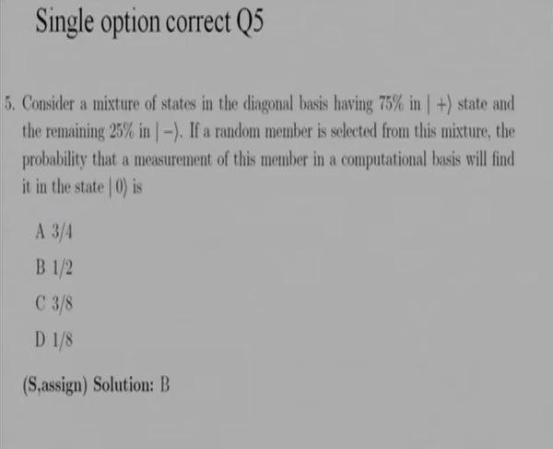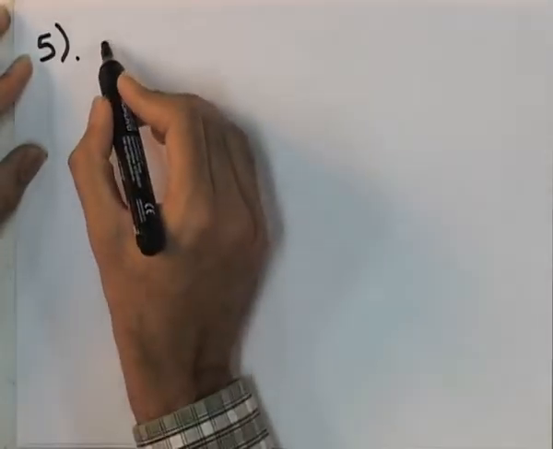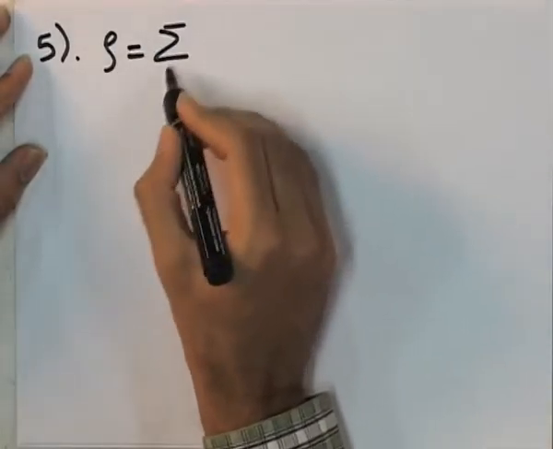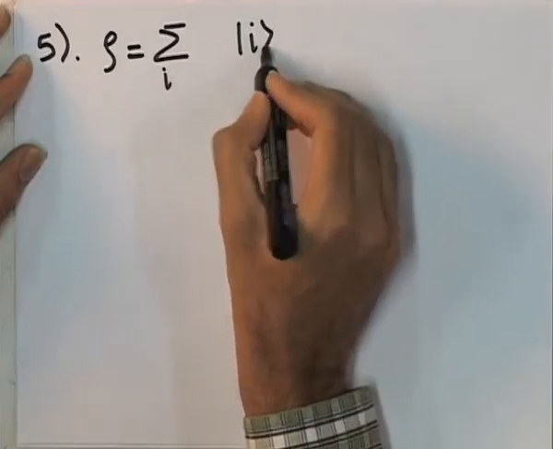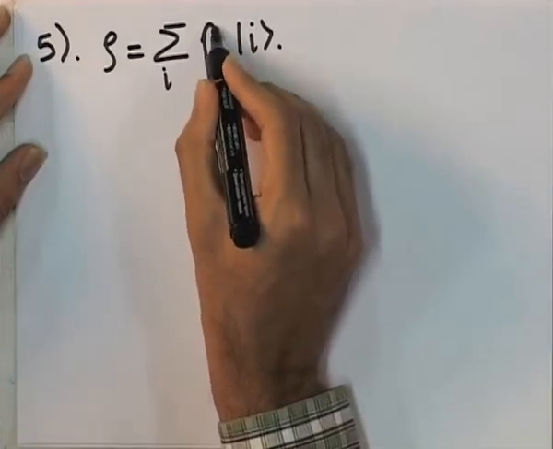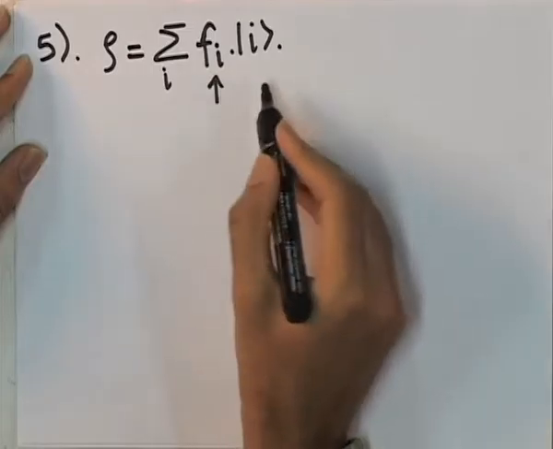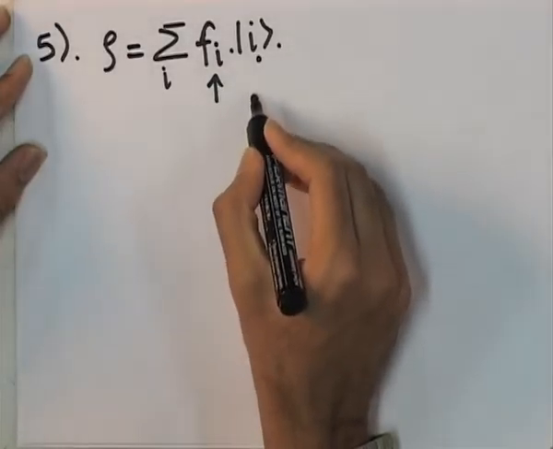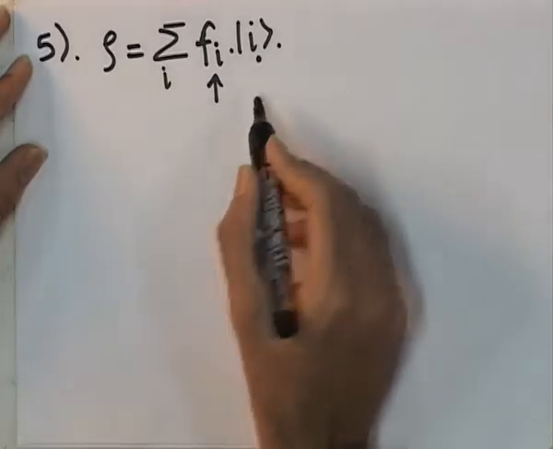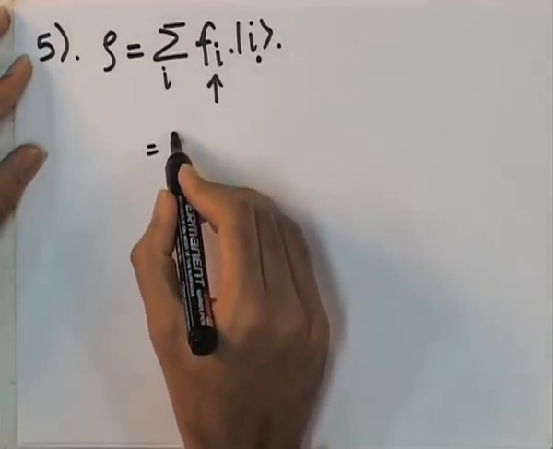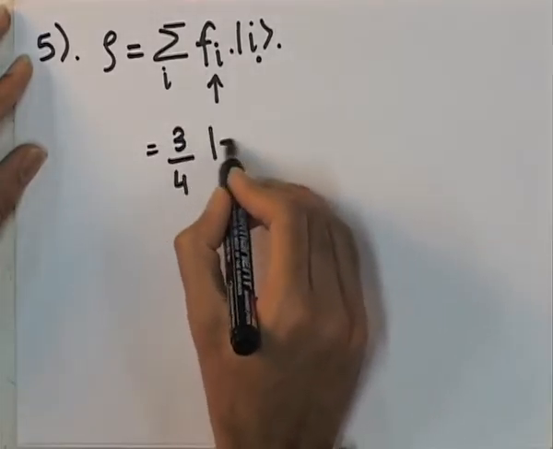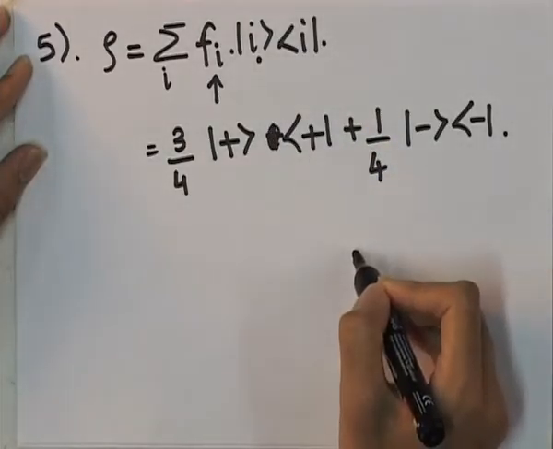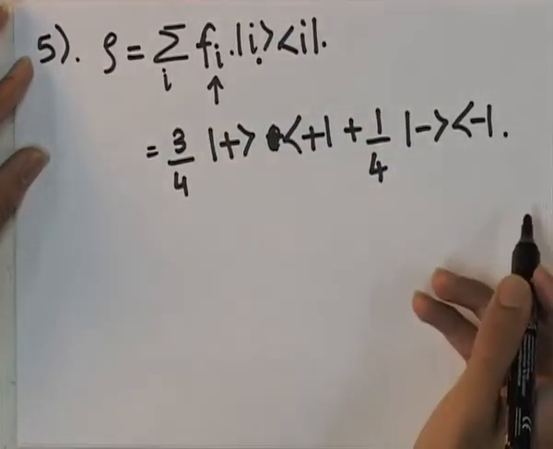So let us first calculate the density matrix. The density matrix is given by the summation over i of ket i times Fi, where Fi is the fraction of the states which are in the state i. So in this case we only have states plus and minus, and this summation boils down to this value. Now we can convert this directly into matrix form in the computational basis.